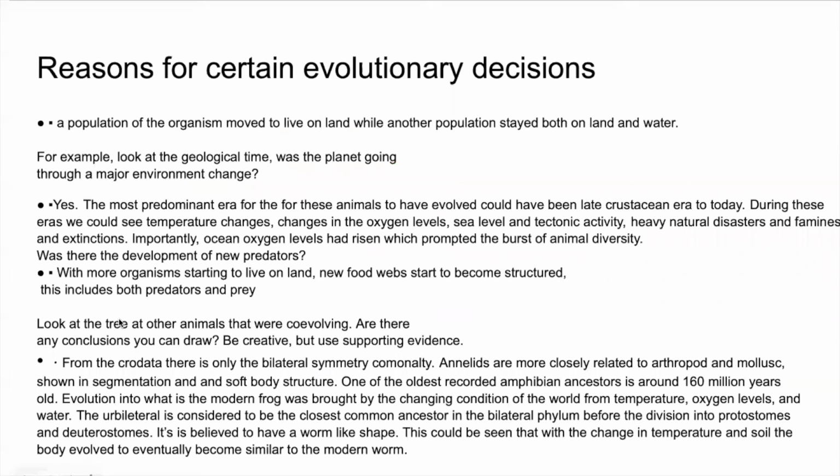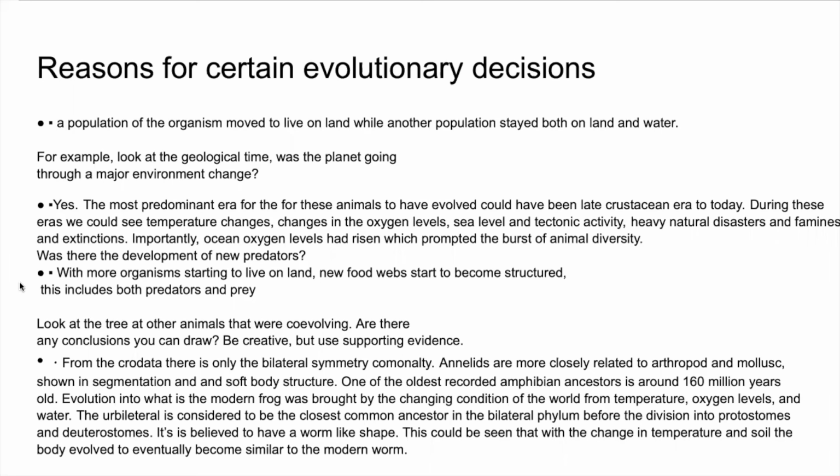What we found is that yes, there was a predominant era for these animals to have evolved, from the late construction era to today. During these eras, we could see changes in temperature, oxygen levels, sea level, and tectonic activity, heavy natural disasters, and famines and extinctions. Importantly, ocean oxygen levels had risen, which prompted the burst of animal diversity.